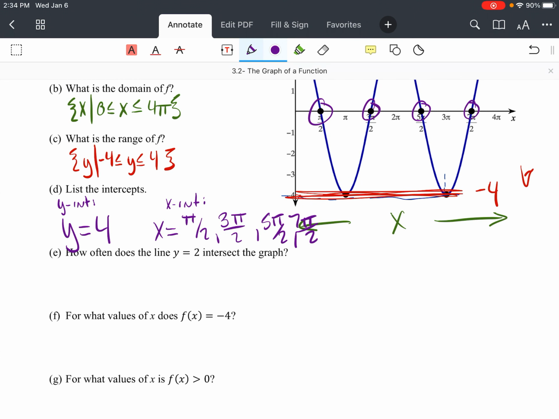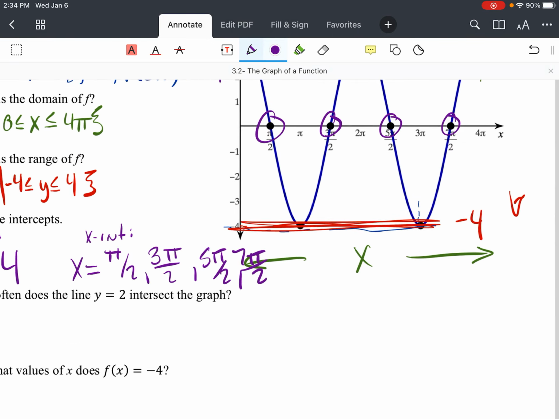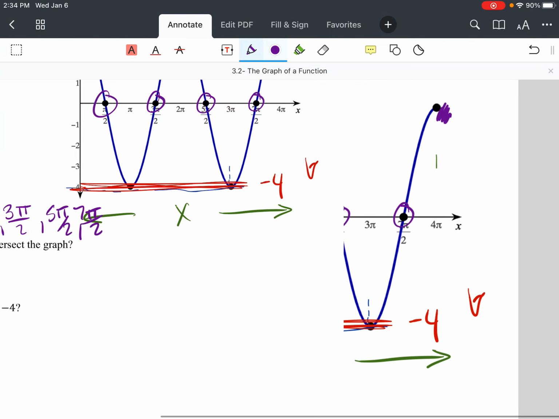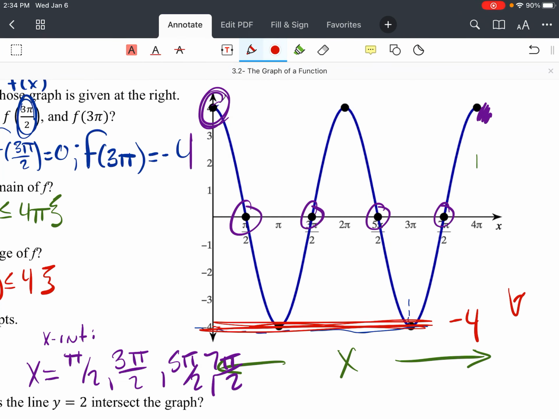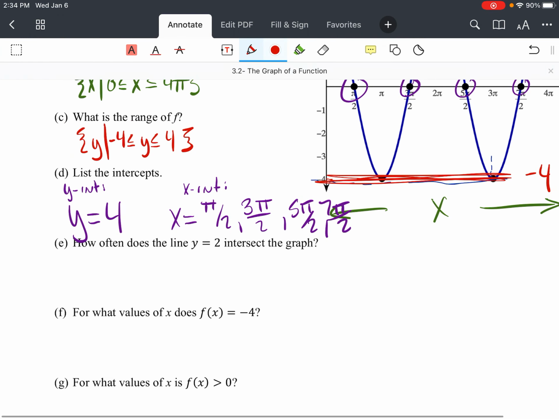Part E is asking us how often does the line y equals 2 intersect the graph. Remember, y equals something is going to be a horizontal line. So taking a look at this graph, if I were to draw a horizontal line through this, as horizontal line y equals 2, it would go through like this. So this is the line y equals 2. How many times does it intersect? Well, it's 1, 2, 3, and 4 times. So it intersects the graph 4 times.